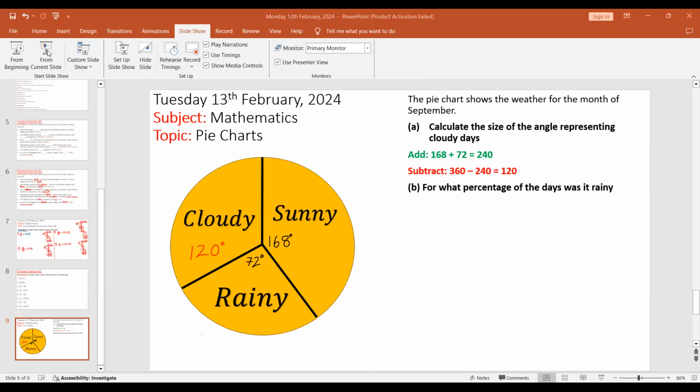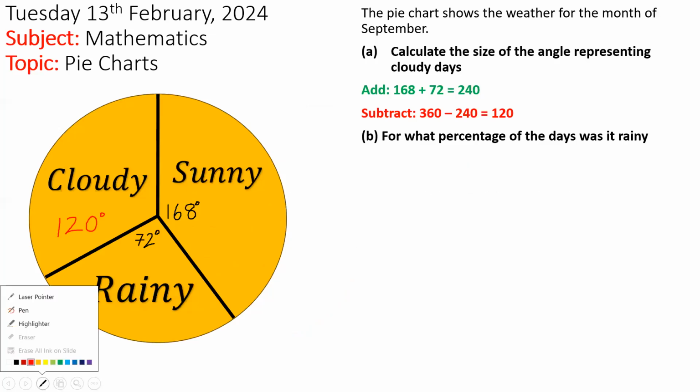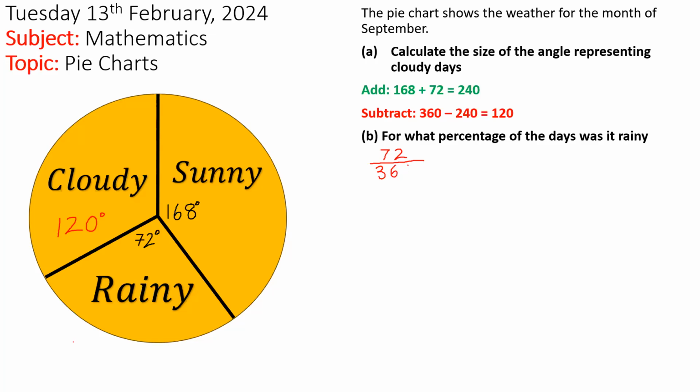So what we're going to do here is we first have to find the fraction for rainy. So what's the fraction for rainy? It's going to be 72 over what? 360. That's the fraction for rainy. So 72 over 360 is the fraction representing rainy days. Now, we want a percentage though. So in order for us to get a percentage, we have to multiply by what? By 100. Very good.